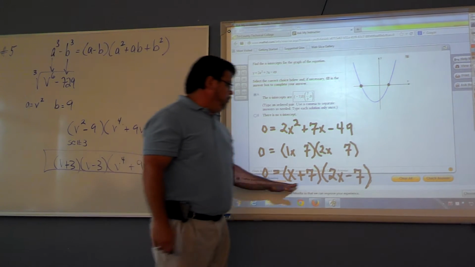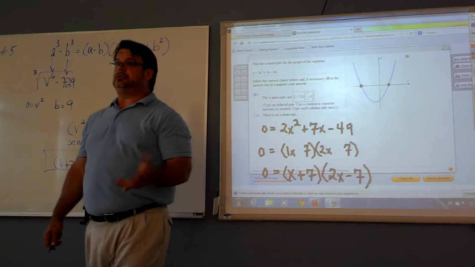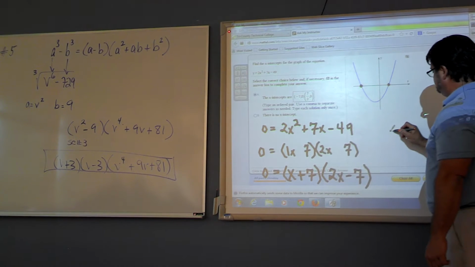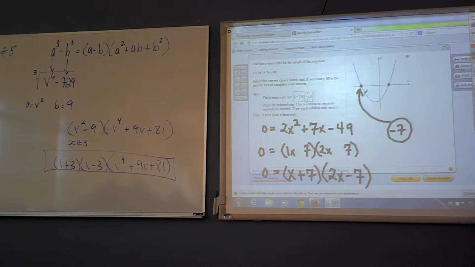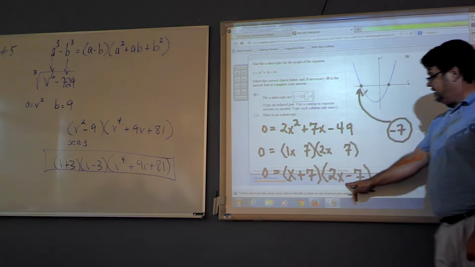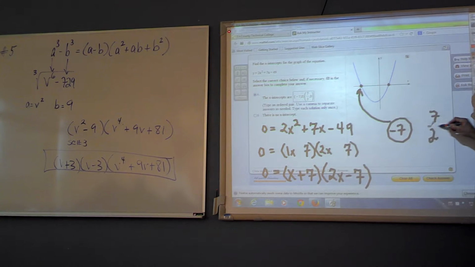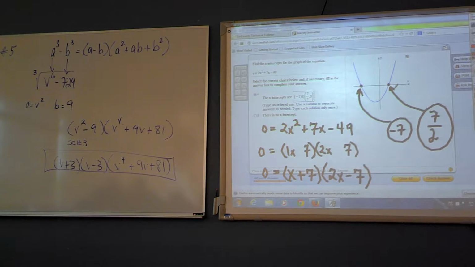So if this whole thing is equal to 0, then one of the factors has to be equal to 0. So we're gonna set each one of them equal to 0. And that's gonna give you negative 7. There's that one. And what's the other one? When you solve this, you're gonna get 7/2, which is 3.5. And that is that one right there. Remember, when you're solving a quadratic for a number, you're finding the x-intercepts.